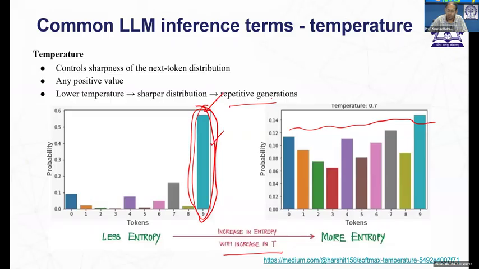On the other hand, if we go for high temperature, our distribution becomes more or less uniform, because all these tokens are getting some probability now. The chance of repetitive generation is less, and the distribution is more uniform compared to the sharper distribution. Here you can notice the entropy is less because it is concentrated on one particular token. Here it is uniformly distributed, so this distribution has more entropy.